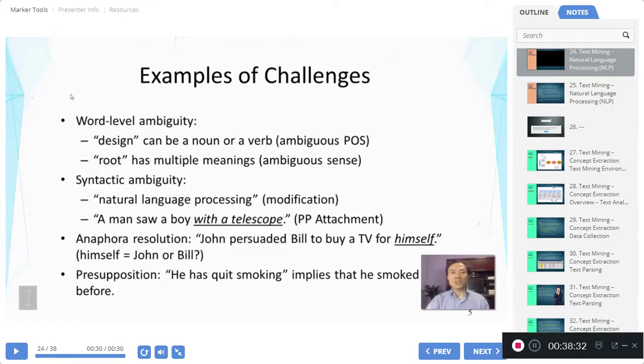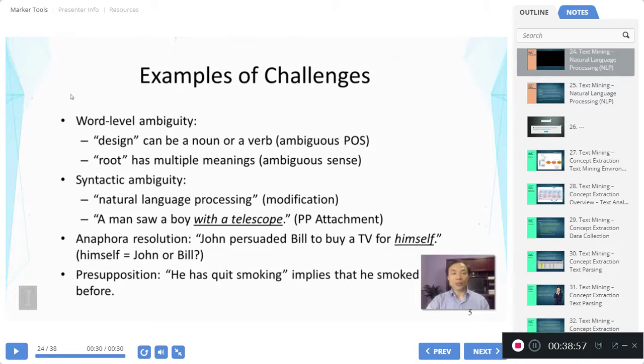So here are some specific examples of challenges. Think about the word level ambiguity. A word like design can be a noun or a verb. So we've got the ambiguous part of speech tag. Root has also multiple meanings. It can be of mathematical sense, like in square root, or it can be the root of a plant.